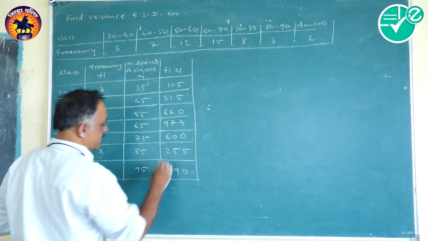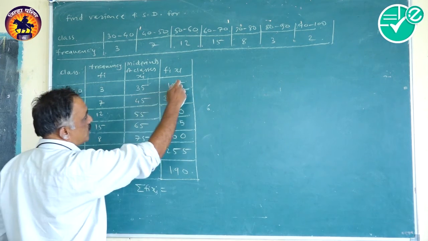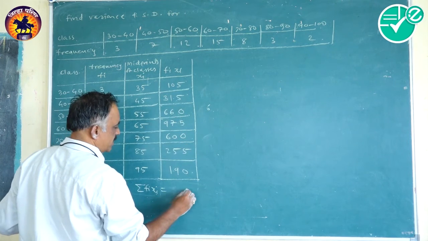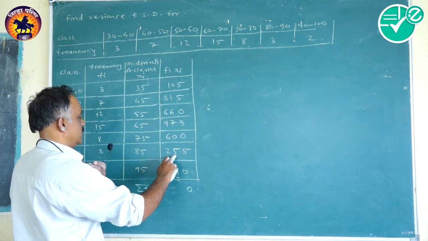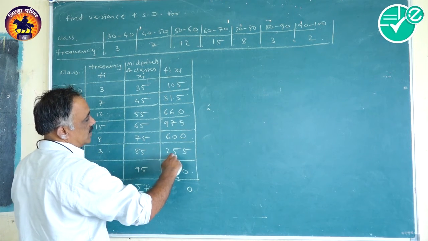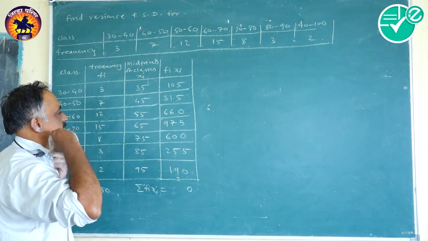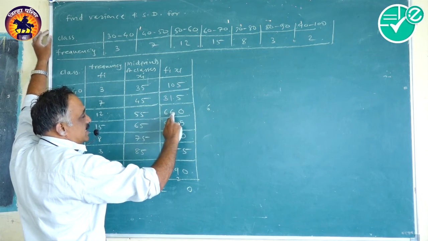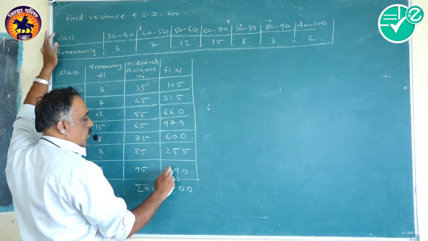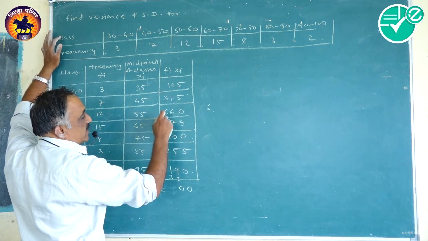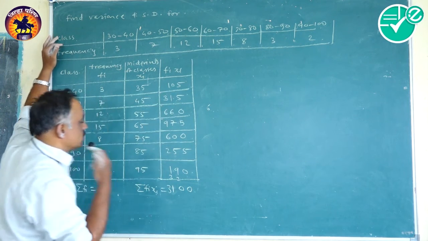To get mean, I need to get the sigma fi xi. And that is equal to 5 plus 5, 10. 10 plus 10, that will be 20, carries 2. 9 plus 2, 11. 11 plus 5 will be 16. 16 plus 7 will be 23. 23 plus 6, 29. Plus 1, that is 30. Carries 3. 4 plus 2, 6. 6 plus 6, 12. 12 plus 1, 21. 21 plus 9, 30. 30 plus 1, 31. That is equal to 3100.